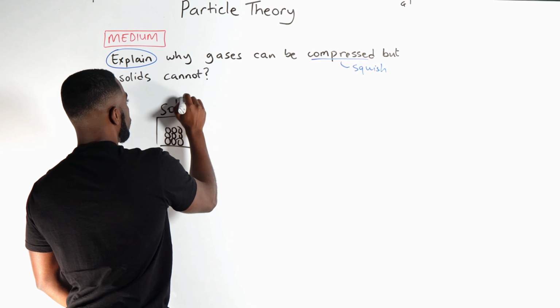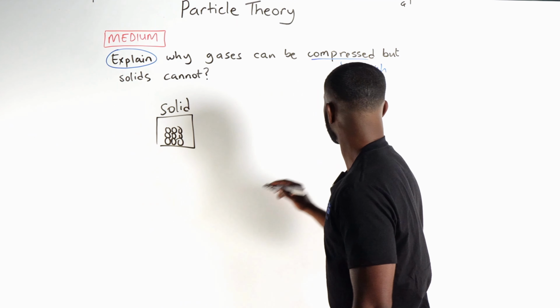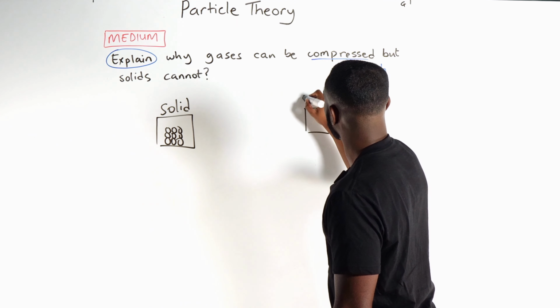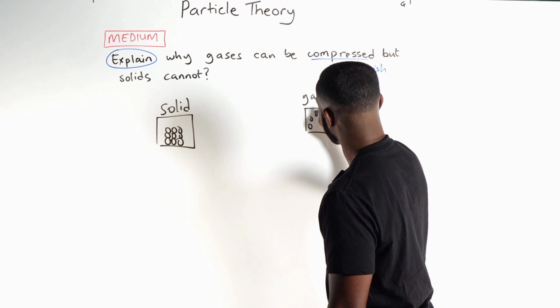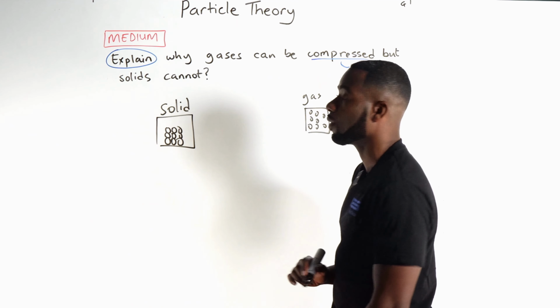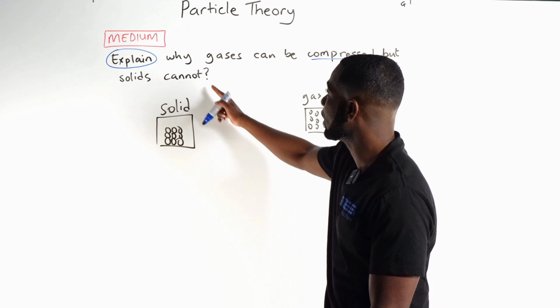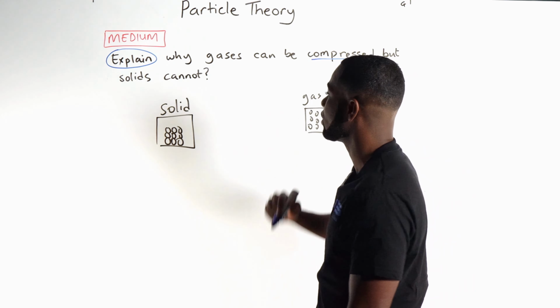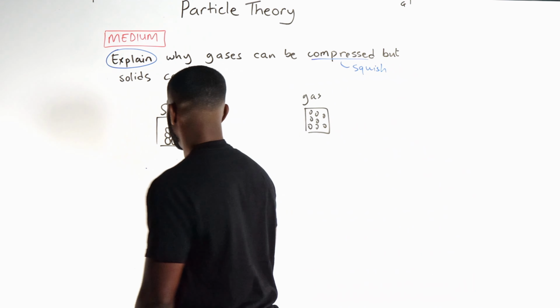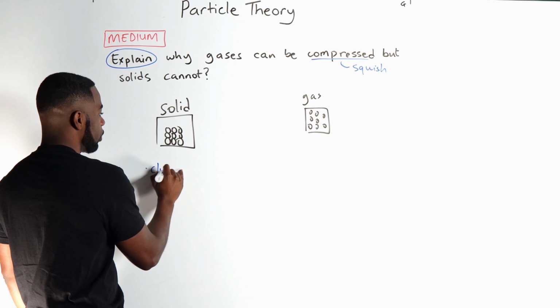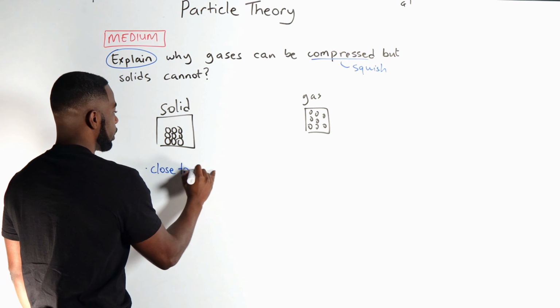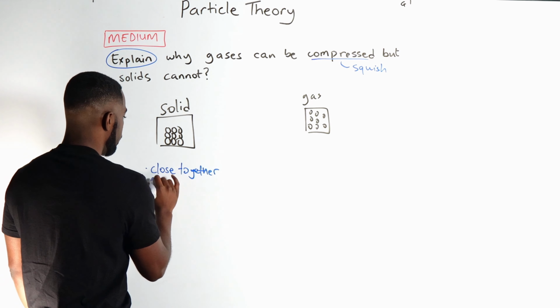And this is our solid. It shows the arrangement of the particles here. And I'm going to do it for a gas, nice and small this time, so we have space to write around it. And I'm going to swap around to my blue pen. And if we look here and think about compressing and squishing a solid, you can see in our solid, the particles are close together with no gaps.